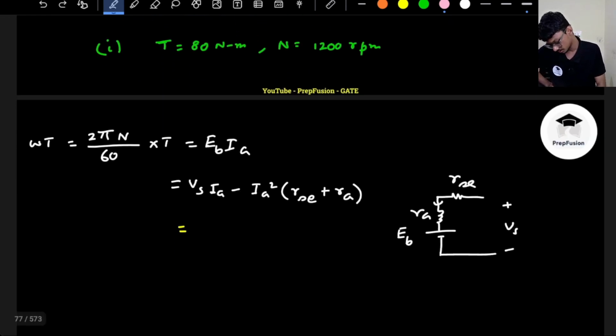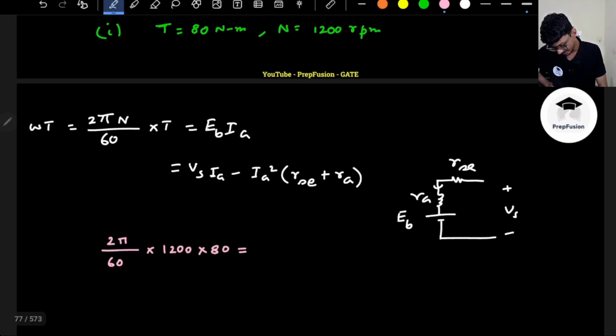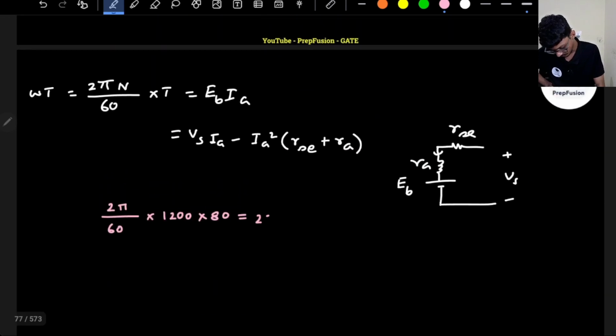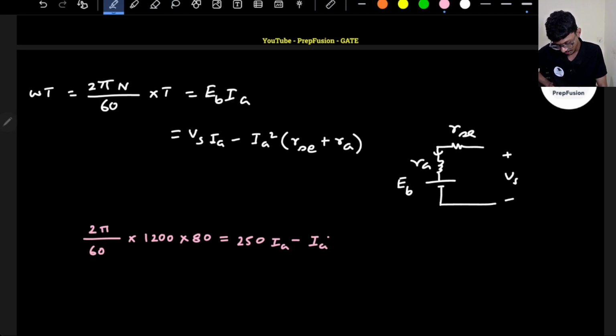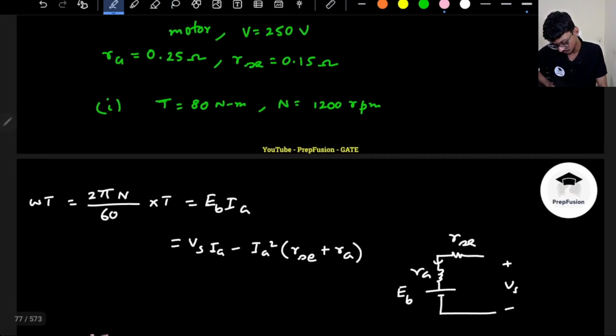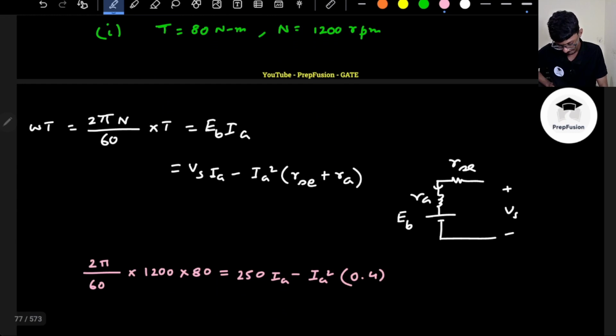Okay. So I know what omega is; N is given, T is given, right? So it is basically 2 pi divided by 60 into N, that is 1200 rpm, into T, equals Vs, which is 250 volts, into Ia, which I have to find out, minus Ia square into (Rsc plus Ra). In the case of series field winding, we sometimes have to solve a quadratic equation. Rsc is 0.15, Ra is 0.25, so this will be 0.4, right?